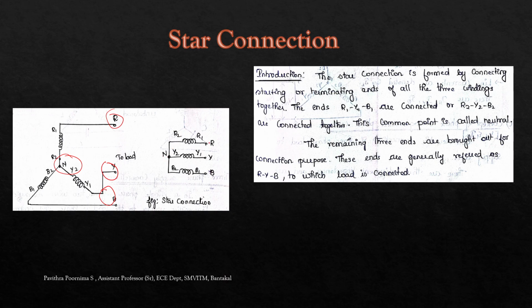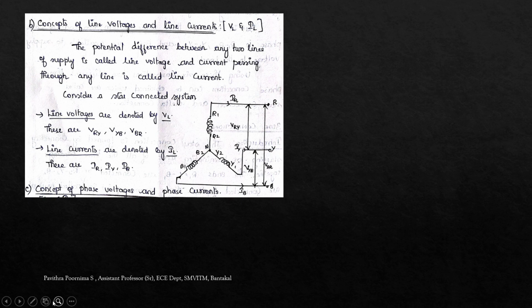For example, in the R phase, one end is R1 and the other end is R2. In the second phase, Y1 and Y2, and the third phase, B1 and B2. The neutral point is connected to the same ends of the phases like R2, Y2 and B2, or even it can be connected as R1, Y1 and B1. Same ends are connected together to the central point called the neutral point. In this star connection and delta connection, we have to find the relation between line voltages and line currents, and phase voltages and phase currents.